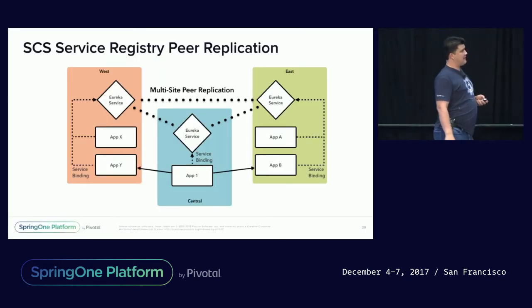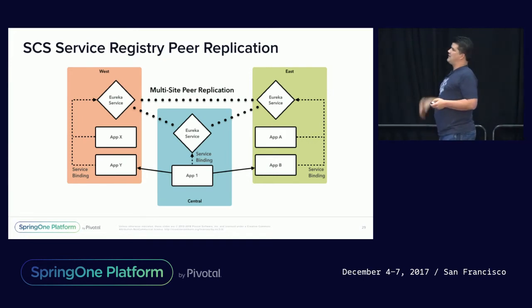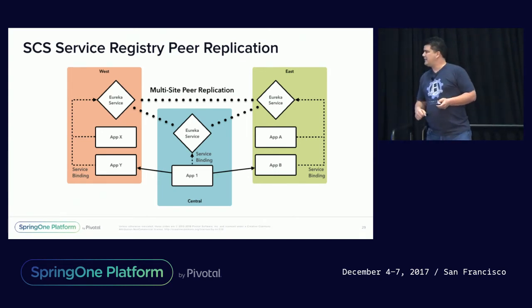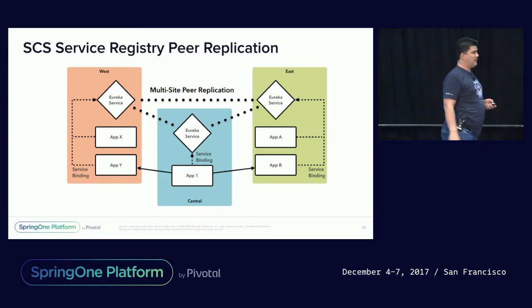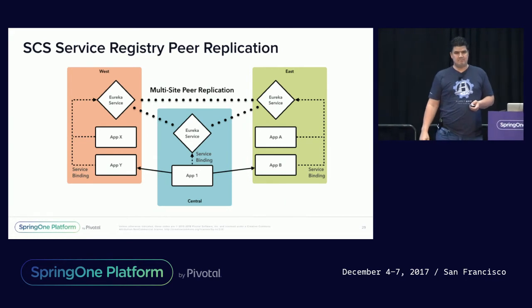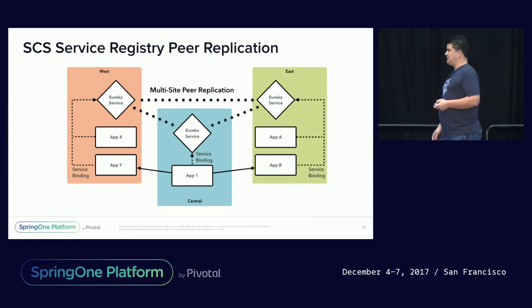To give you an idea of how the peer replication works, here's a little diagram. So you might even have West, East, and Central. They're peer replicating with each other. Now, app B can actually call a service in one of the other locations if their local instance isn't available. Okay? This allows you to have low fault tolerance even across foundations.